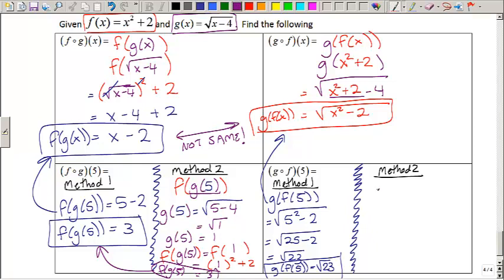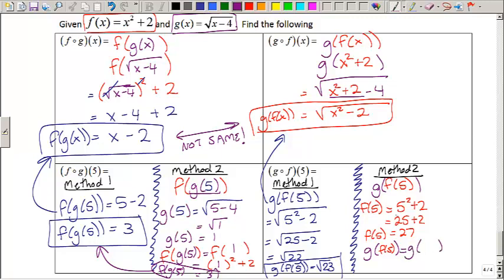I can still find g of f of 5 by evaluating f of 5 from my original function f. My original function says x squared plus 2, but I'm using x is equal to 5, which gets me 25 plus 2, so f of 5 is equal to 27. To find the question that was being asked, g of f of 5, I'm going to evaluate g at f of 5, but f of 5 can be replaced with 27 because f of 5 is equal to 27.